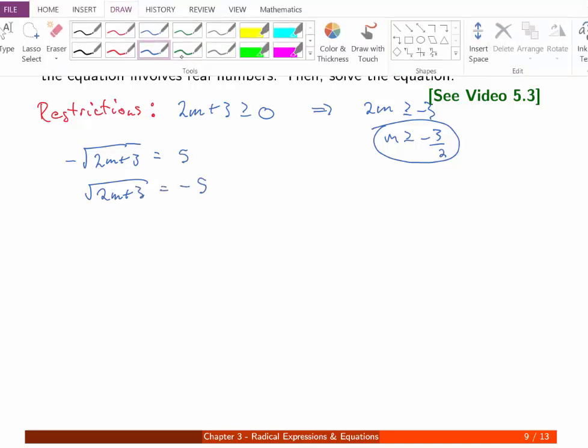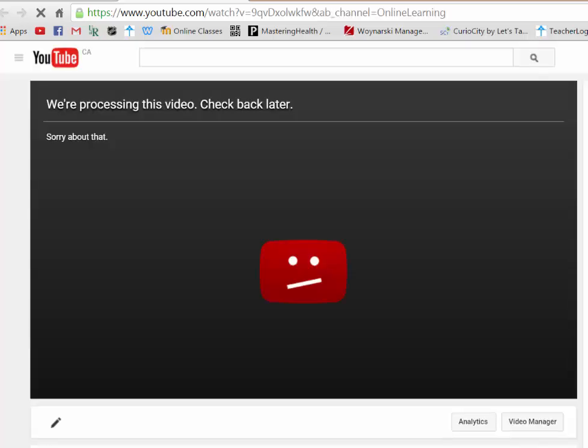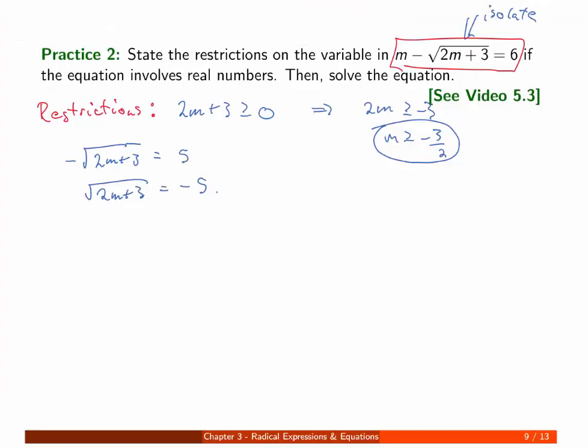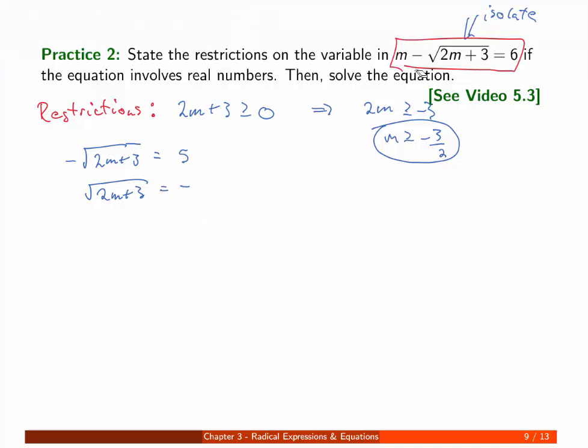Now I can do my nice little, oh, what am I doing? Whoa, let's go back to this. What am I doing here? I somehow treated this m like it was a 1, and that is not correct. I'm sorry. This would be 6 minus m. So when you divide by this, you're going to have m minus 6. There we go. Now we can square both sides.